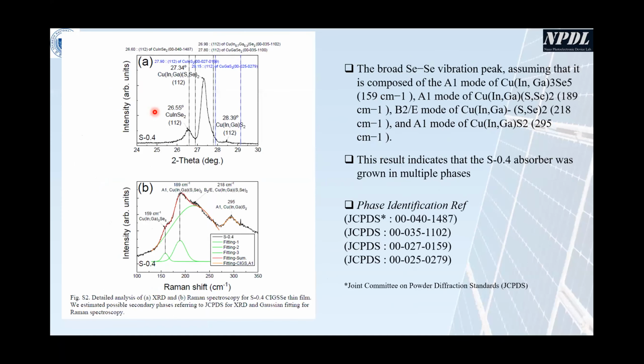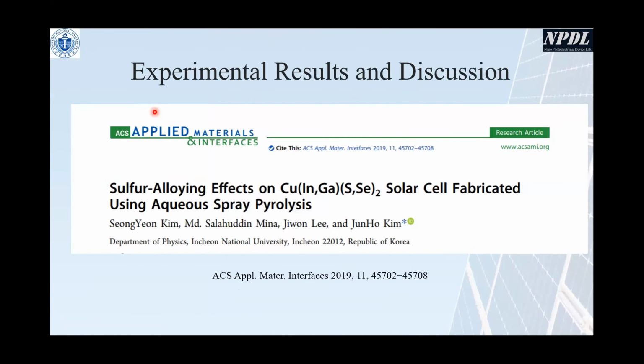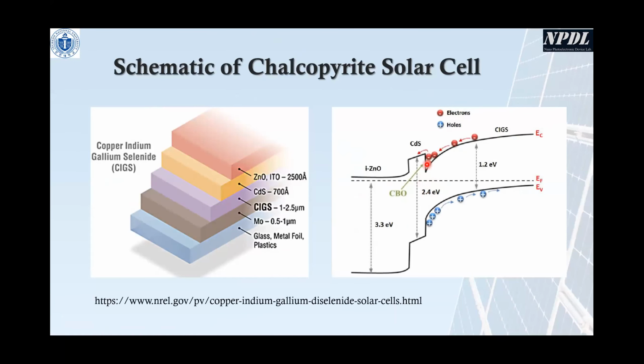In the previous slide, I also mentioned that for solar cell device formation, the band alignment is very important. If there is too much spike or too much cliff type, then electrons cannot pass through. So in our experiment, we believe that with optimum sulfur alloying, the band alignment is improved.